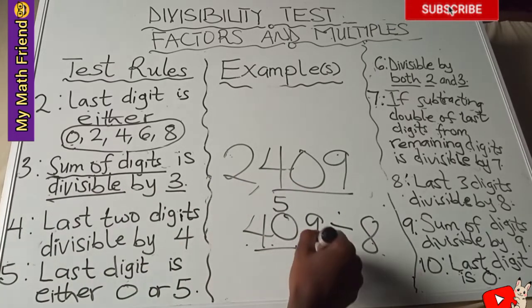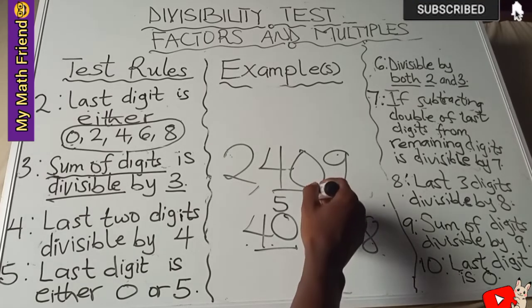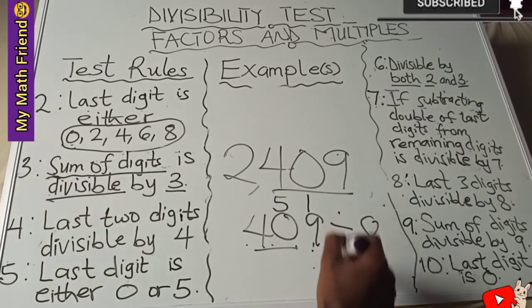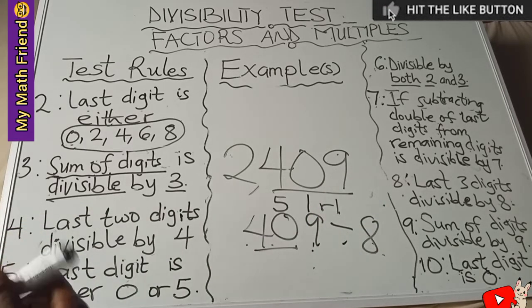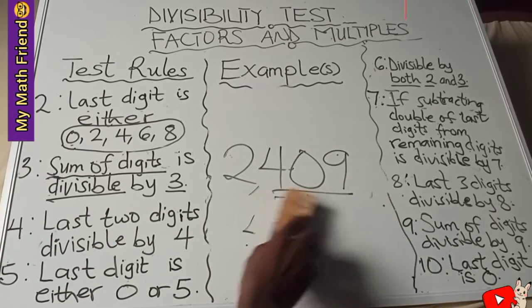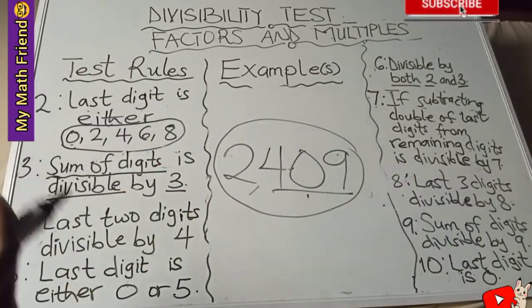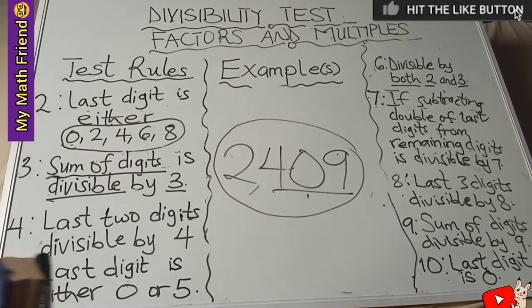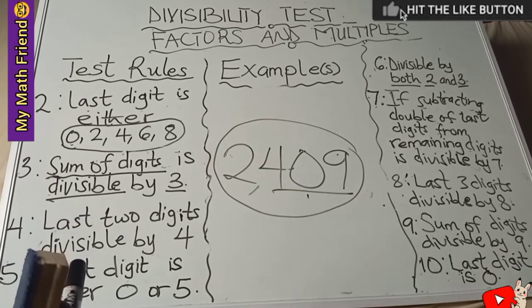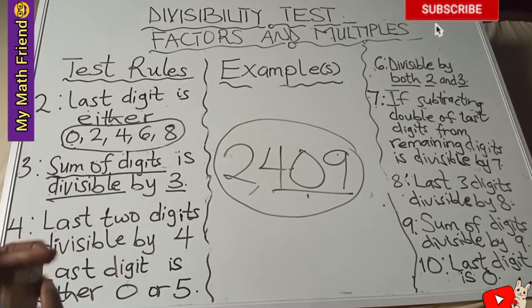Good. Then you have 9. Can 8 go into 9? Only 1 time, so there'll be a remainder of 1. So 8 cannot go into 409 exactly because there's a remainder, and we see that the entire number 2,409 is not divisible by 8, or is not a multiple of 8, or 8 is not a factor of 2,409. Trust you got that very well.